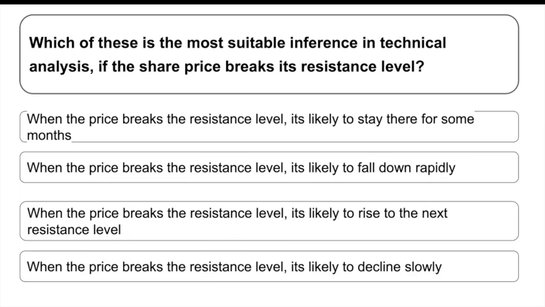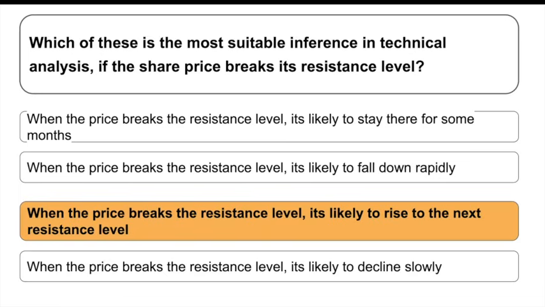So it's pretty simple, friends. If you find that the share price is breaking the resistance level, what is going to happen next is the question. Options are A, when the price breaks the resistance level, it is likely to stay there for some months. B, it is likely to fall down rapidly. C, it is likely to rise to the next resistance level. D, it is likely to decline slowly. So anyone who is involved in trading will definitely know that once the resistance level is broken, the share price will rise to the next resistance level.